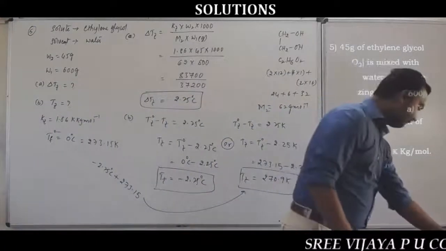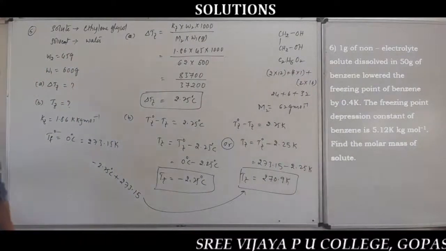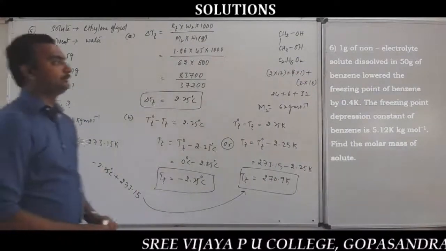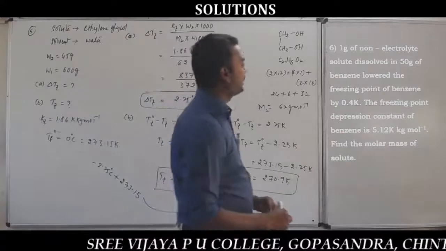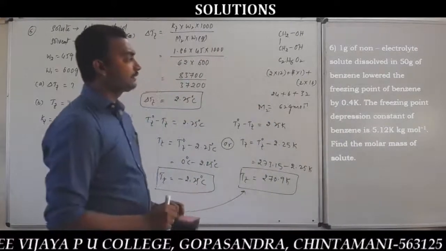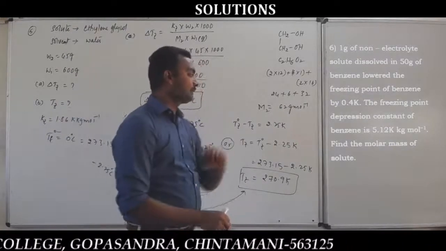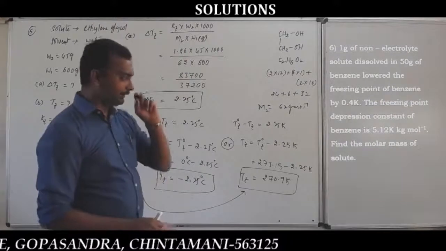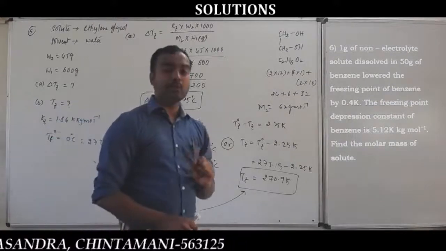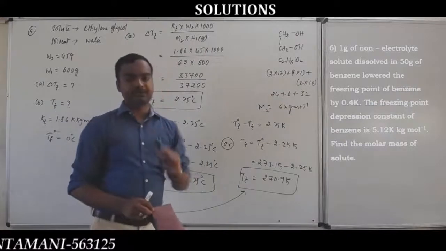Let's move on to the next problem, problem number 6. The problem: 1 gram of non-electrolyte solute is dissolved in 50 gram of benzene. It lowers the freezing point of benzene by 0.4 Kelvin. The freezing point depression constant of benzene is 5.12 Kelvin kg per mole. Find out the molar mass of the solute. This is a problem based on depression of freezing point.